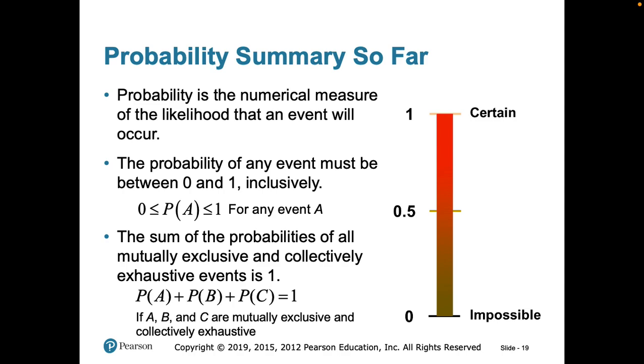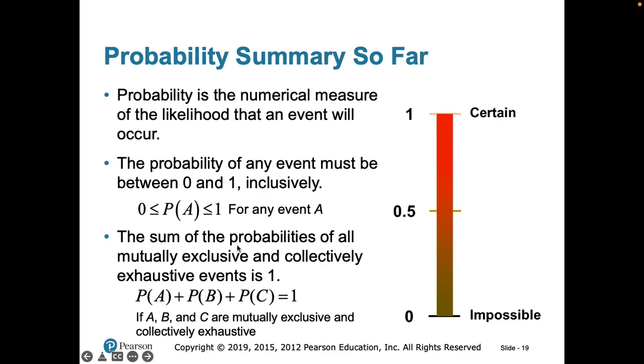So far, this is what we talked about. Probability is the numerical measure of the likelihood that an event will occur. If something will happen for sure, you give it a 1. If something is impossible to happen, you give it a 0. A 0.5 means it is equally likely to happen as not to happen. When you flip a coin, the probability is 0.5 because it could be heads or tails. The probability of any event must be between 0 and 1 inclusively, so 0 is less than or equal to the probability of A, which is less than or equal to 1 for any event A.